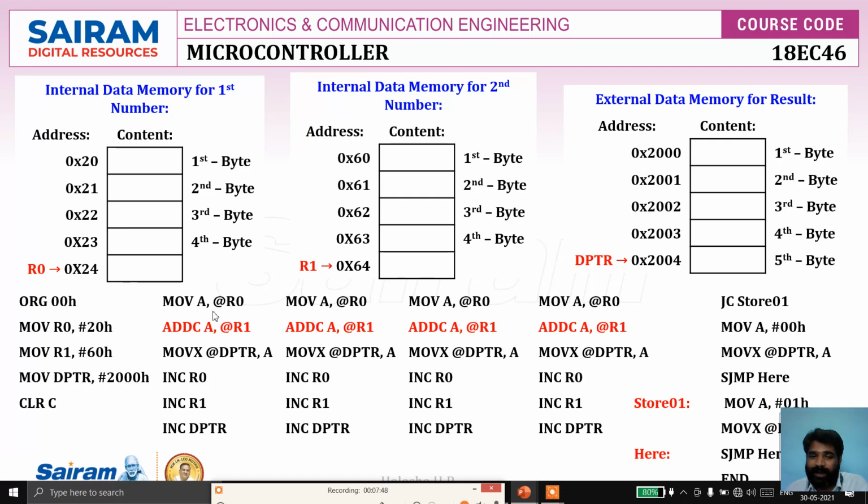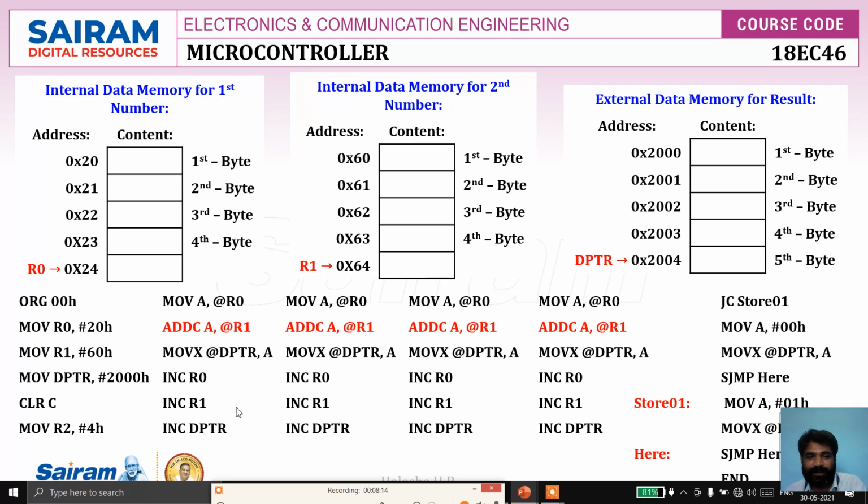And here how many times are these instructions supposed to be repeated? 4 times. That is called the count value. So if you want to add a 4 byte number, count value is 4. If you want to add a 5 byte number, count value is 5. So we'll store the count value in any register, let's say R2. MOV R2, #4. So remember, count value means number of operations.